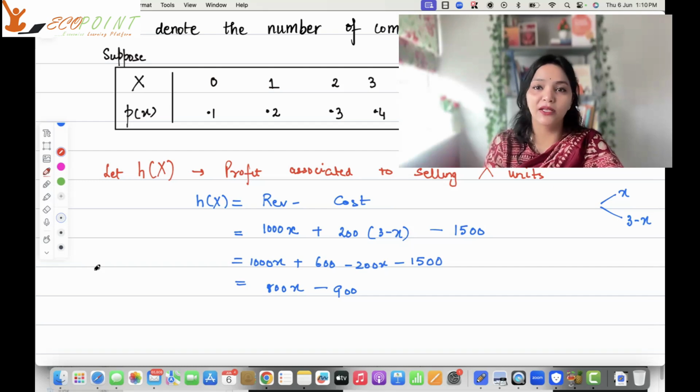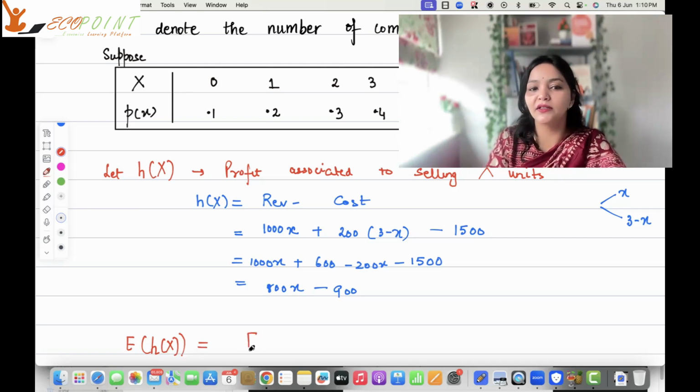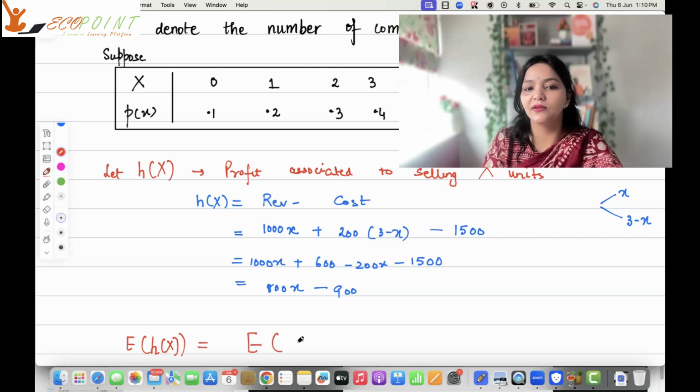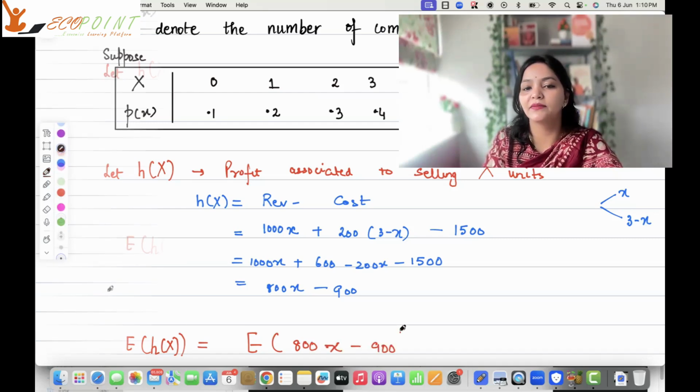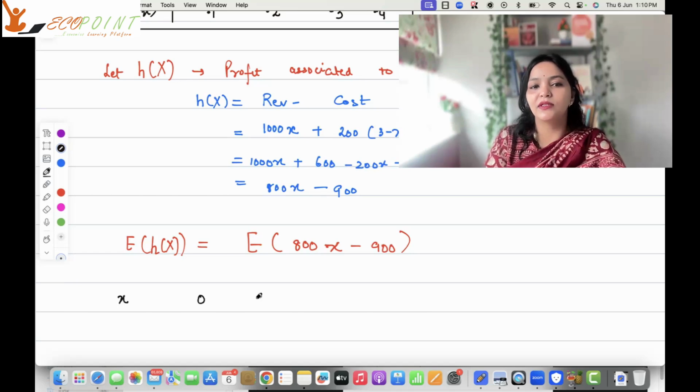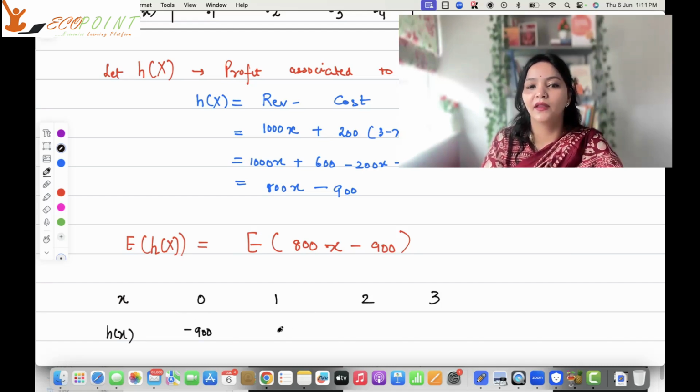Now, what shall we further find out? Let's find out the expected value of the net revenue or the profit, expected profit. Expected profit means expected value of Hx. So we are interested in finding out expected value of 800x minus 900. So x can take value 0, 1, 2, 3. Therefore, Hx simultaneously can take values minus 900, minus 100, 700, 1500.